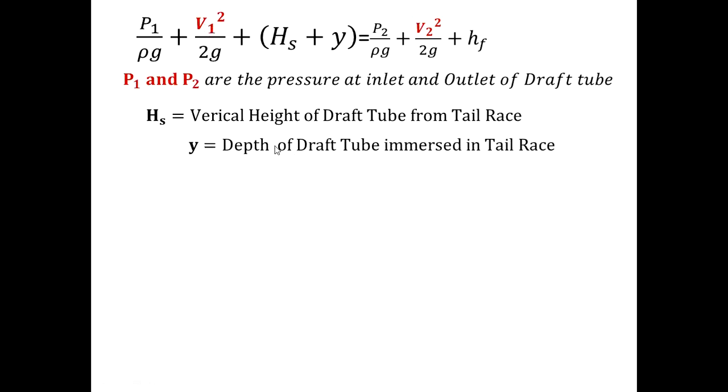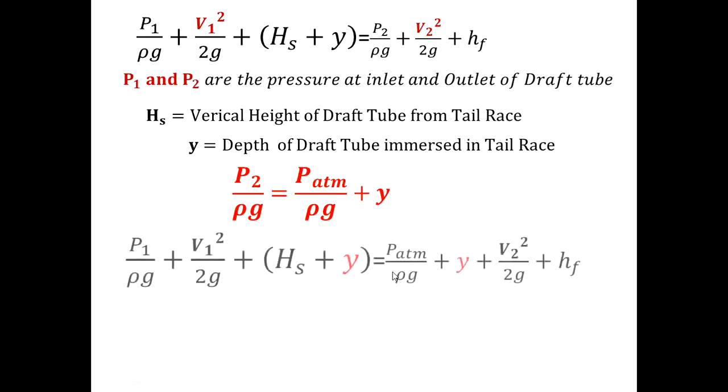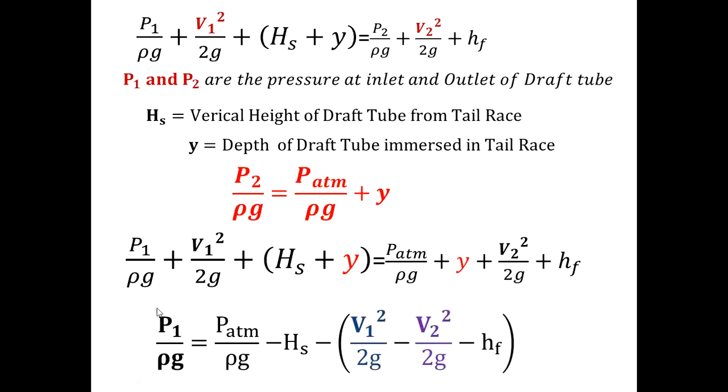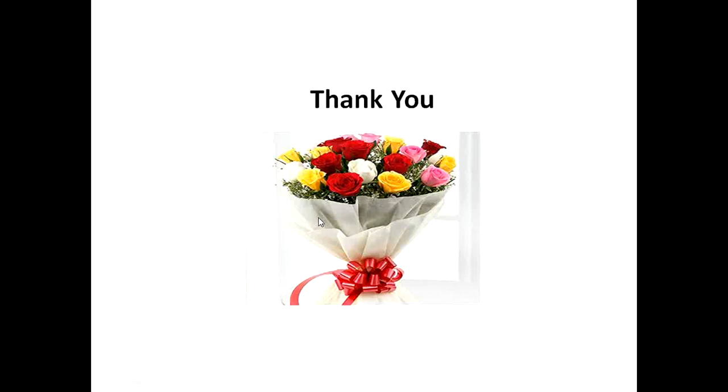Y is the depth of the draft tube immersed in the tail race. Therefore at P2, the pressure is atmospheric pressure acting on the water at the tail race plus the depth of the draft tube immersed in the tail race. Put this in the equation for P2, Y will get cancelled, and rearranging the equation, P1 is equal to this much. Getting my point? This will be the P1 pressure. This is how we want to do the analysis.